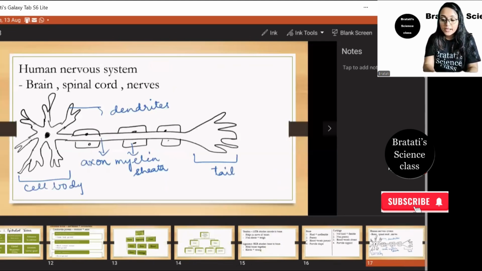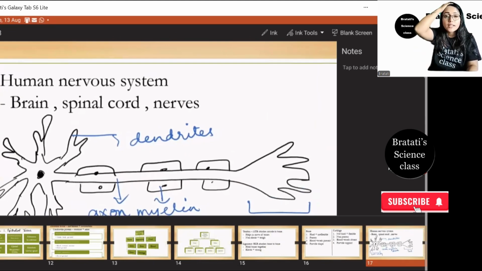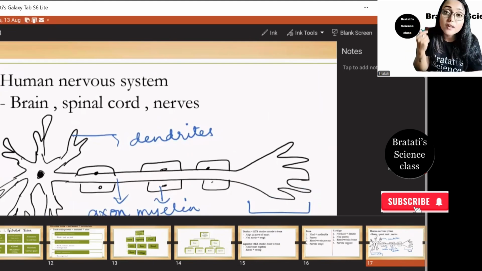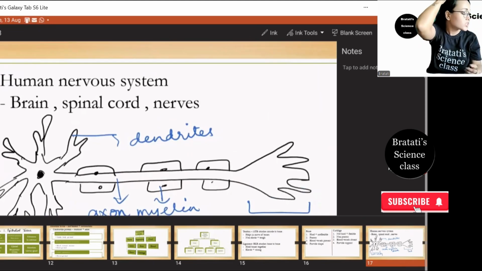Now we are at the end of this. The human nervous system, that is the one that regulates the whole work of our body. It consists of the brain, spinal cord, and the nerves. Okay, the brain, that is the control center of our body. The spinal cord, which attaches with the bone.